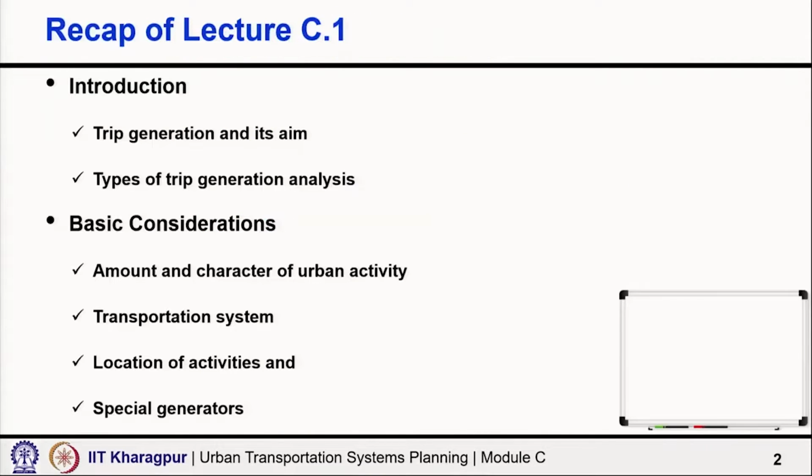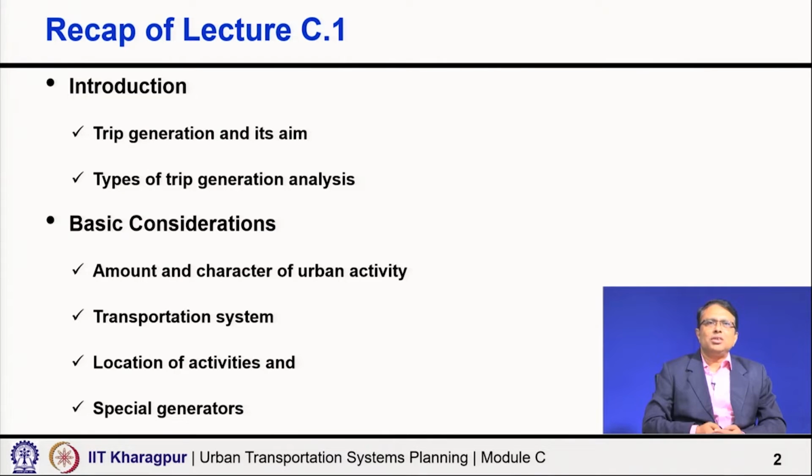In lecture C.1, we said that what we try to do when we are going for trip generation is basically convert activities into the number of trips or number of trip ends. Then we said that every trip has an origin and a destination. Similarly, every trip has a point of production and a point of attraction. How we identify the end which is production, and what will be the other end, the attraction.